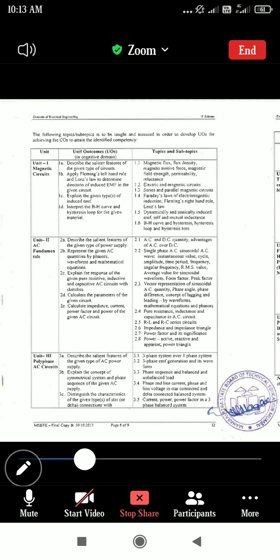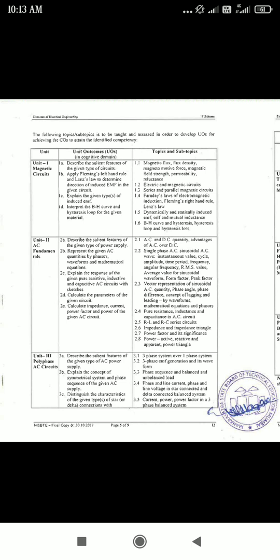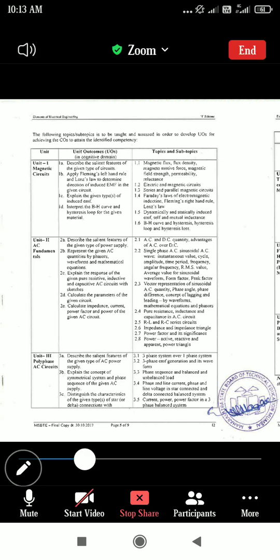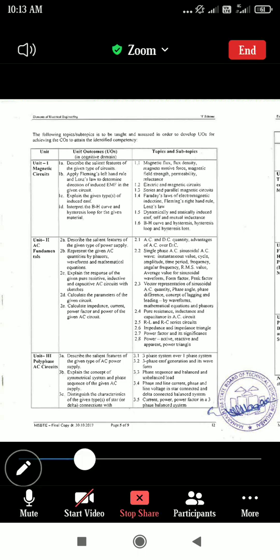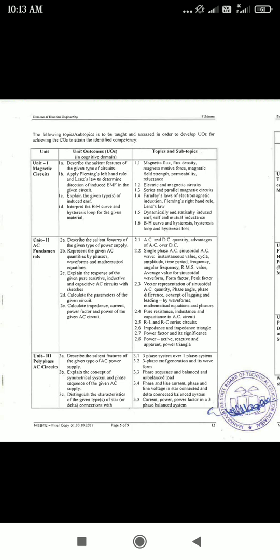Then the next point is vector representation of AC quantity, phase angle, phase difference between AC quantities, then what is meant by lagging and leading. This concept we also discuss in this unit. Then the definition of pure resistance, what is meant by resistance. This definition is also discussed. Then inductance and capacitance in AC circuit.